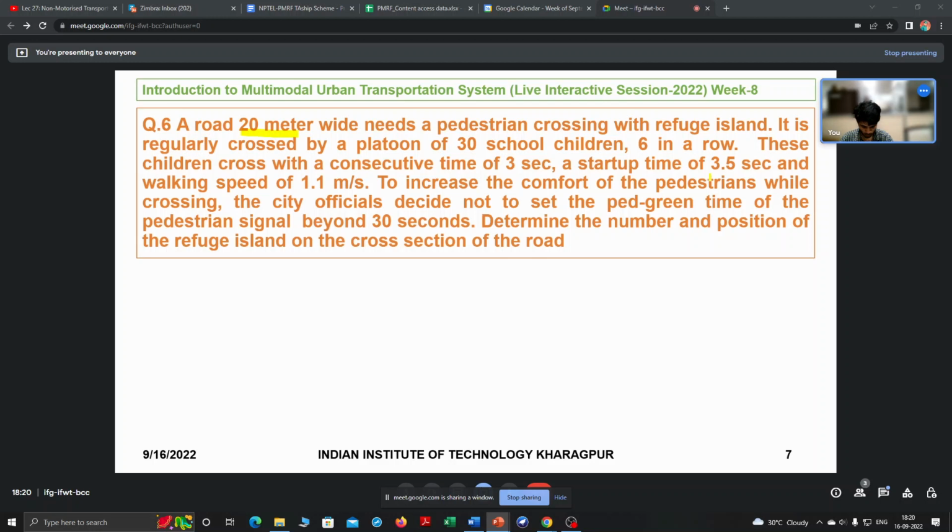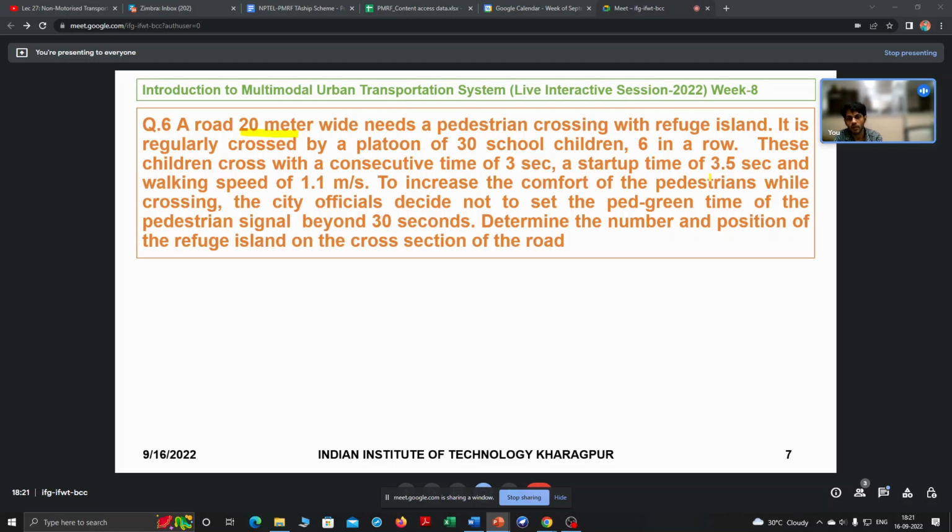4 into 3 plus 3.5. So okay, then your W by 1.1 equal to 30. So then 30 minus this answer, into 1.1. Tell me what is the width. I have already calculated. Now first you tell me what is the length or width of the road, or length of this pedestrian crosswalk, that pedestrians will be able to cross in the time of 30 seconds.